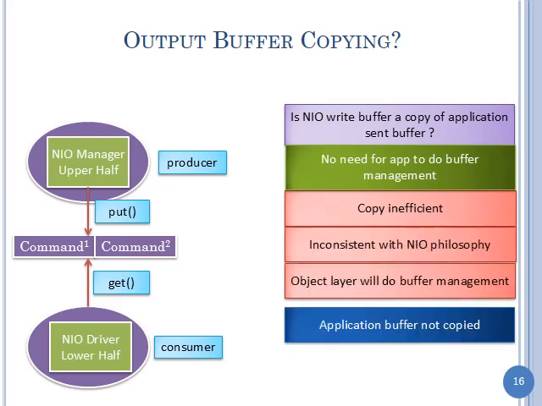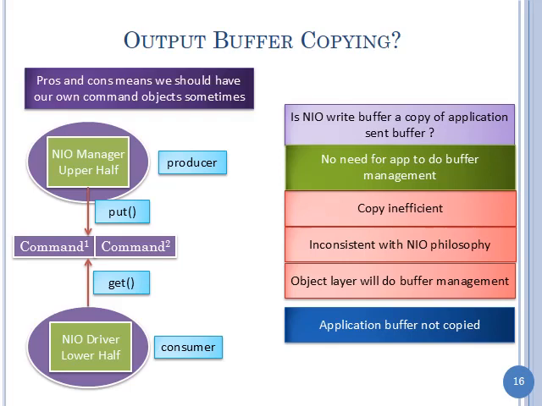Okay, so the application buffer is not copied, and there's an object layer on top. Those of you who do the serialization assignment, you'll see that you'll be doing your own buffer management there, and you'll be supplying buffers to this particular layer. So pros and cons means we should have our own command object sometimes. That's why we want flexibility.